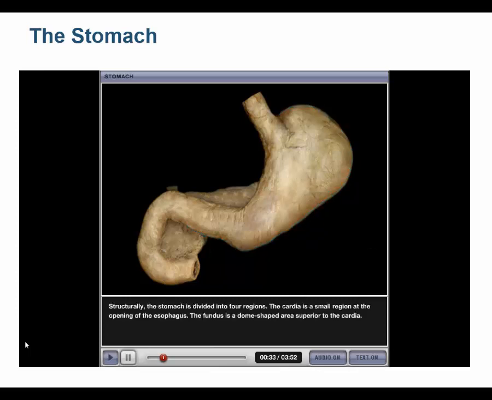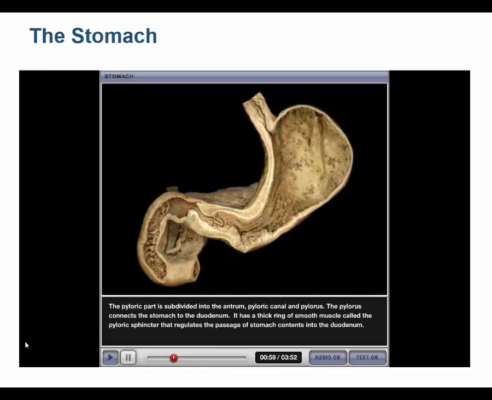Structurally, the stomach is divided into four regions. The cardia is a small region at the opening of the esophagus. The fundus is a dome-shaped area superior to the cardia. The body, the largest region, is located between the fundus and the pyloric part of the stomach, and the pyloric part is the narrow terminal portion between the fundus and the duodenum.